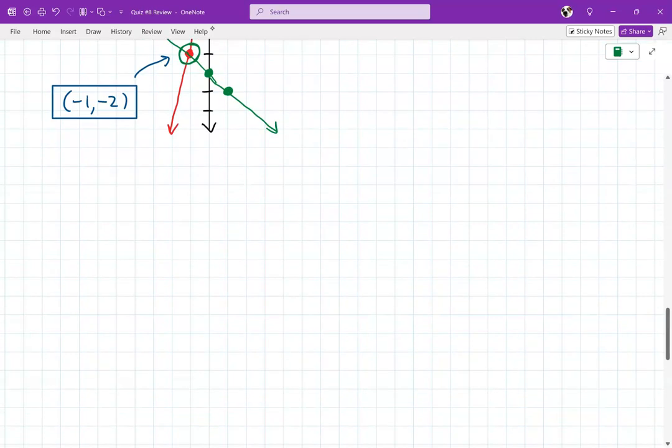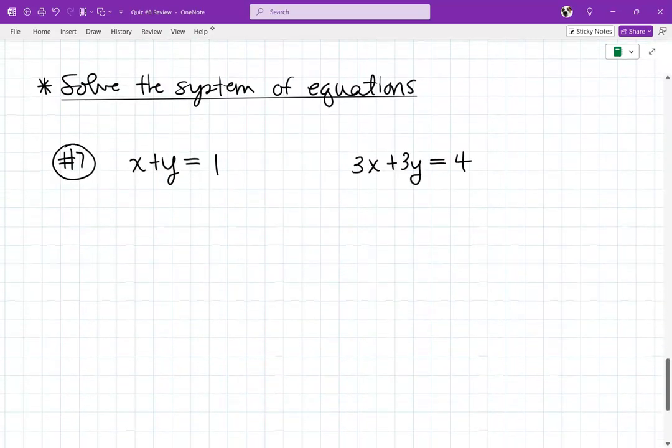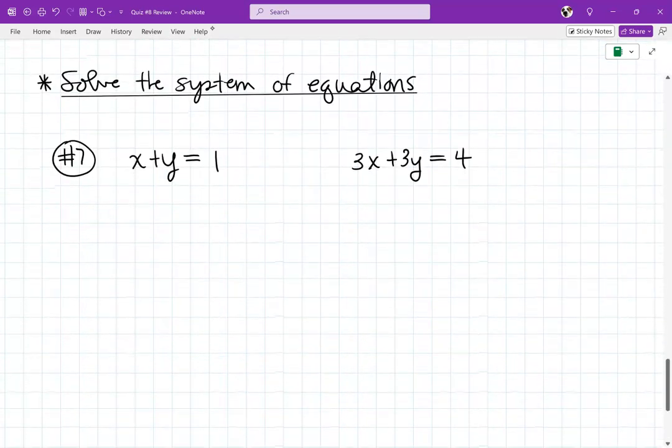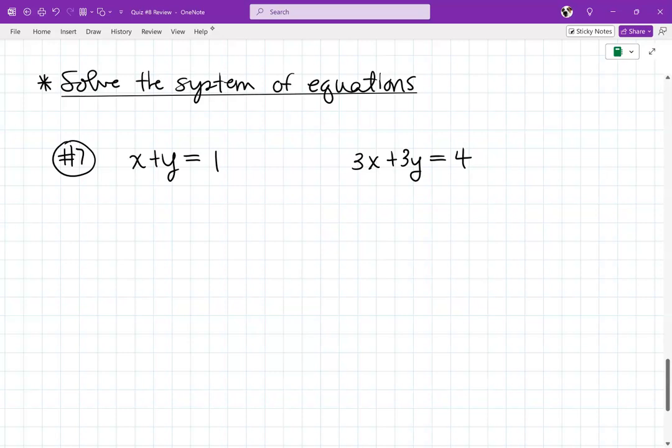All right, so the last two are substitution problems. I want to do 2 of these. I could just do 1 and then be like, we're done, but I just want to go over 2 of these.